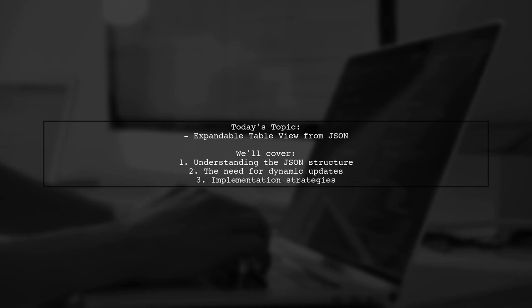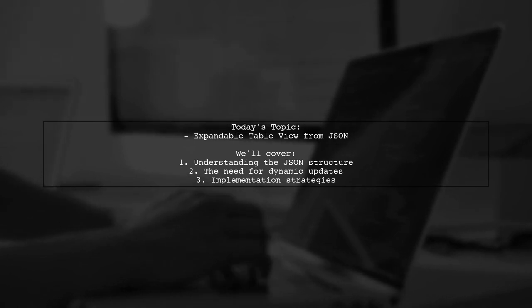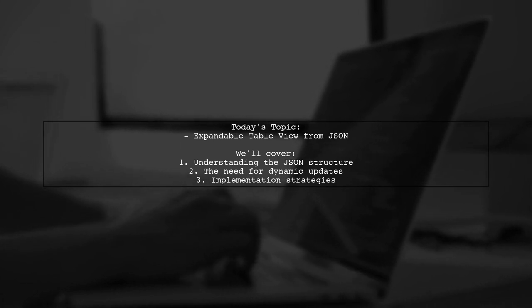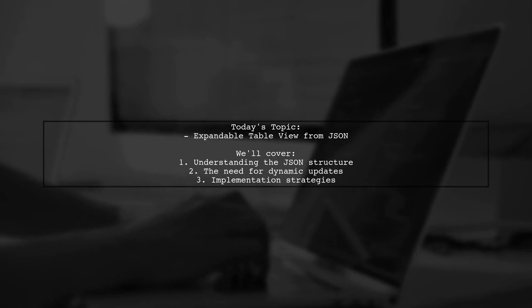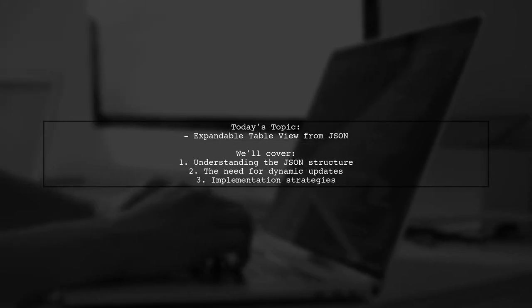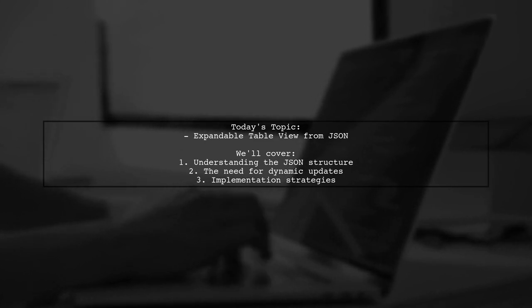Today, we're tackling an interesting challenge that many developers encounter. Our viewer is looking to convert a dynamic JSON tree structure into an expandable table view. This is a common requirement when dealing with hierarchical data that can change at any moment.